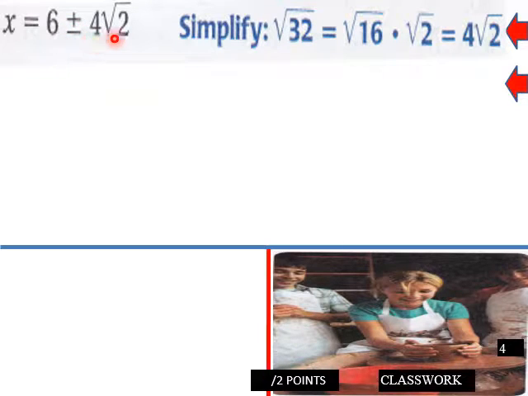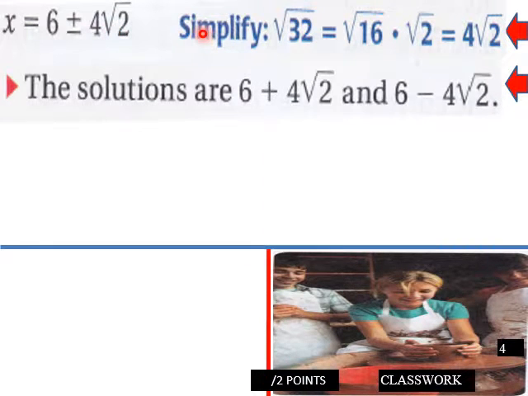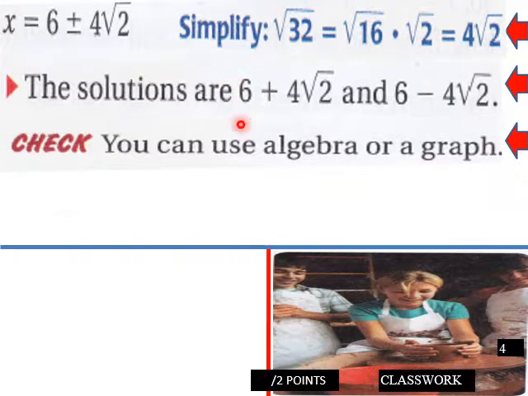So 6 plus or minus 4 times the square root of 2 is the simplified radical 32. This is the factoring of it, and this becomes 4 times radical 2, plus or minus 4 times radical 2. So we have 6 plus 4 times radical 2, and then 6 minus 4 times radical 2.